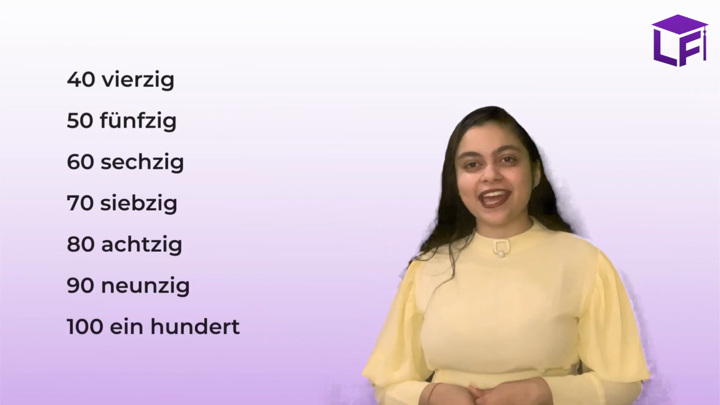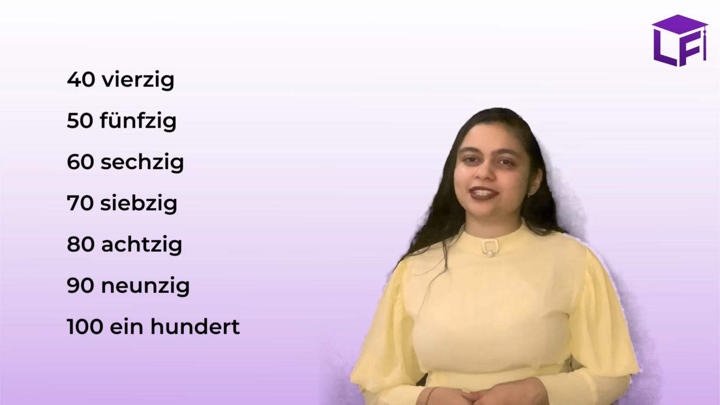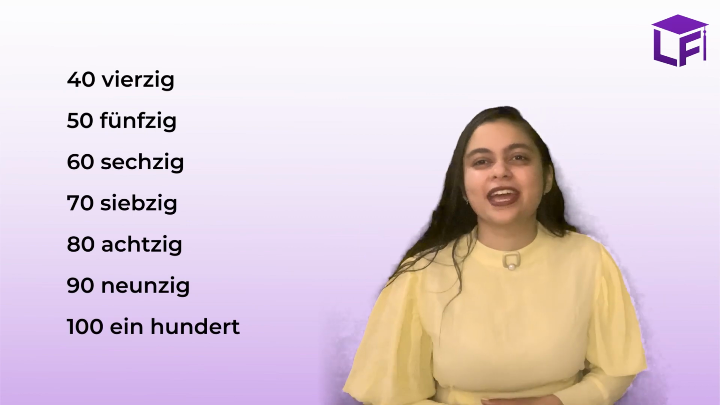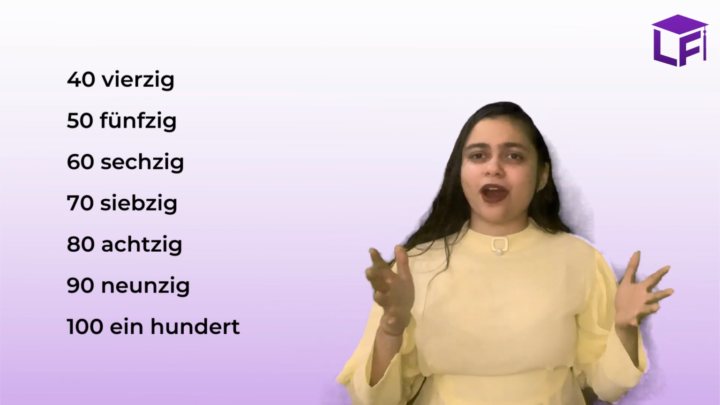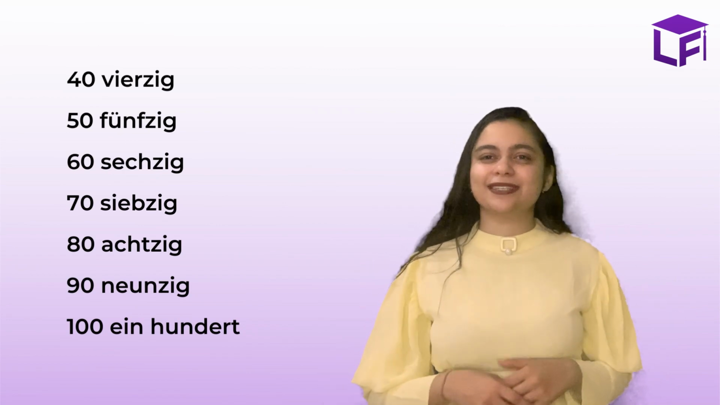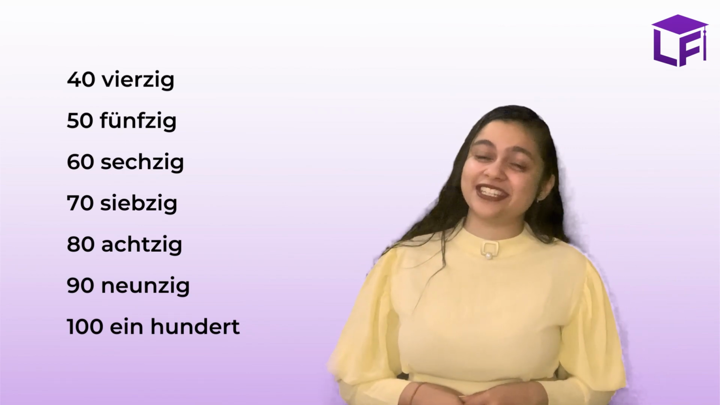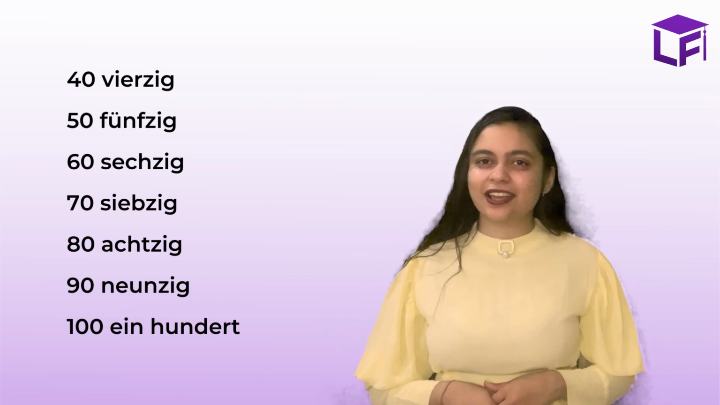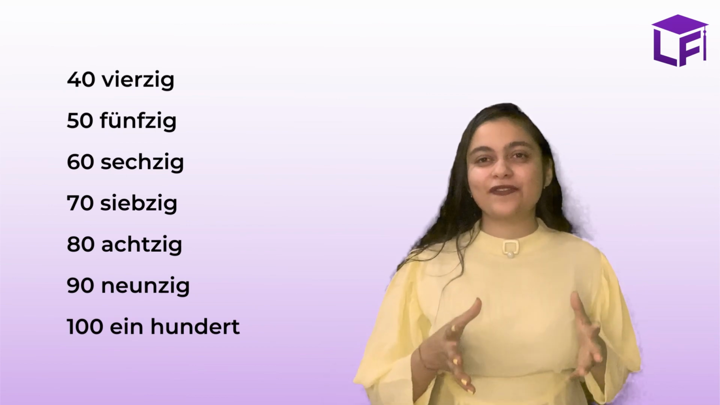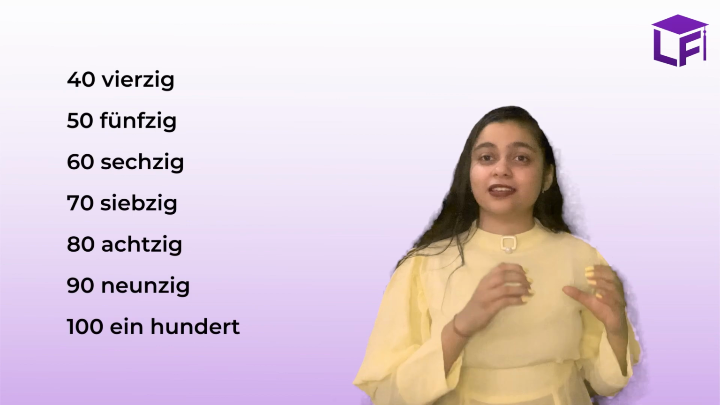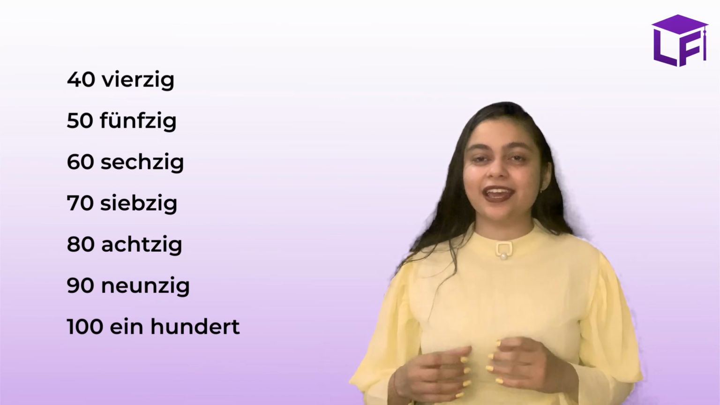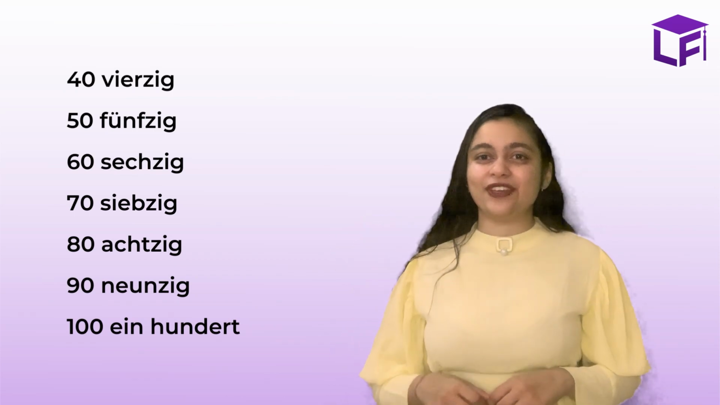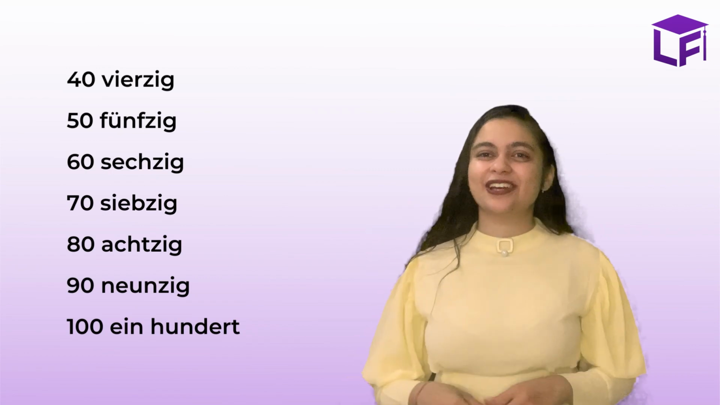Okay, with that said, let's learn how to say 40, 50, 60, 70, 80, 90 and 100 in German. It's very simple, believe me. So after 30, it becomes very simple to write 40, 50, 60, 70, 80, 90 and 100. So 40 in German is 40. The 30, 40, 50, 60 has the sich in the ending. 20, 30, 40, 50. Okay?